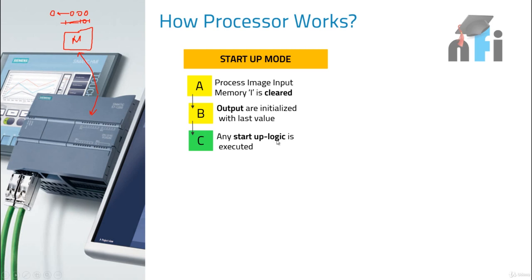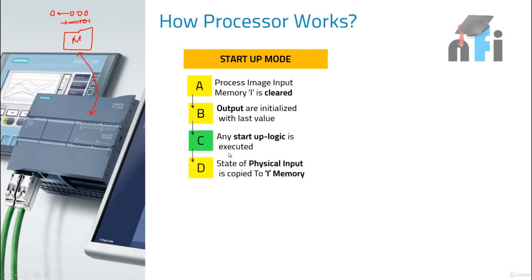Third is any startup logic is executed. Now we have a special startup logic block in our PLC, which is created by startup bits. There are some special startup bits which are executed before the run mode. This may sound a little complicated, but we'll understand more when we move to programming of the PLC. So there is some startup logic which is executed before run mode. That is executed in the third cycle.